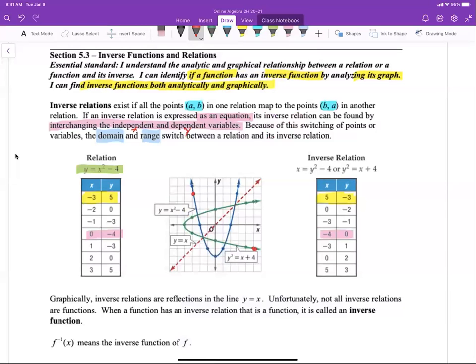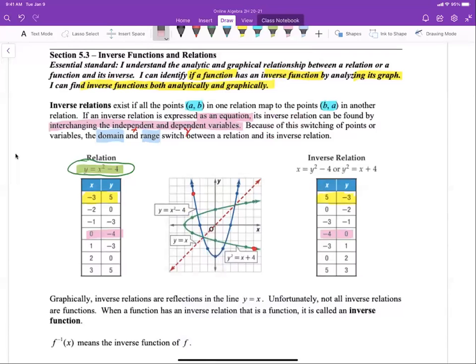Okay, let's continue on. So let's look at the equations right here. So here is my equation for this relation. So y equals x squared minus 4. Just so happens that that is also a function. It is a relationship between those two x and y variables. It meets the vertical line test, and you can tell by also looking at the data table, there's only one output for every single input.